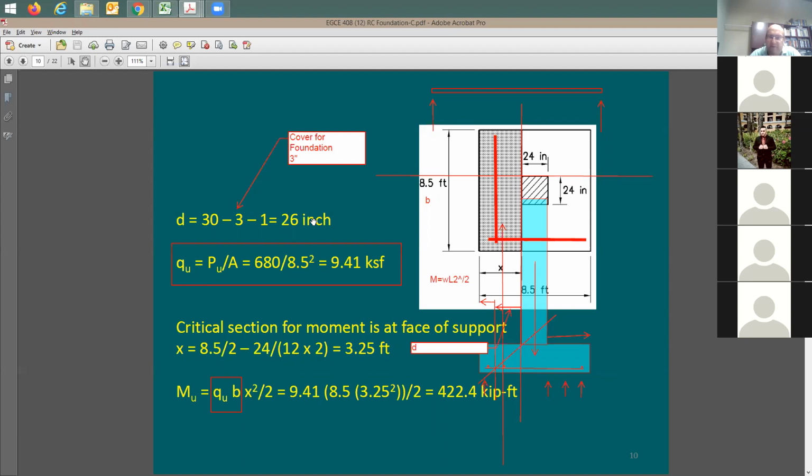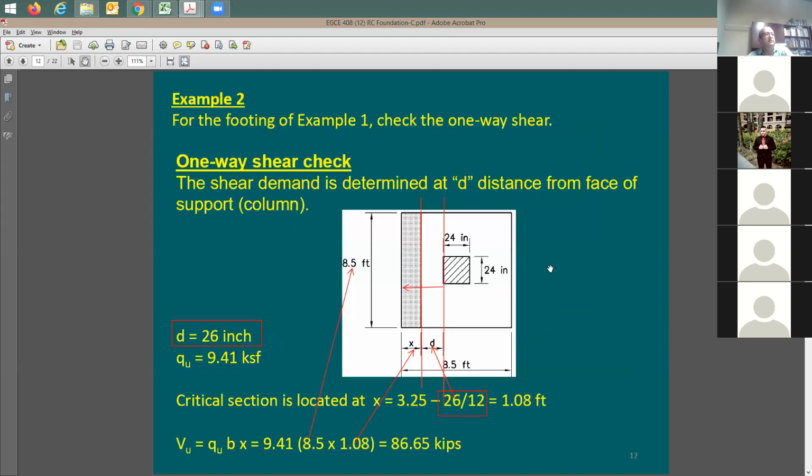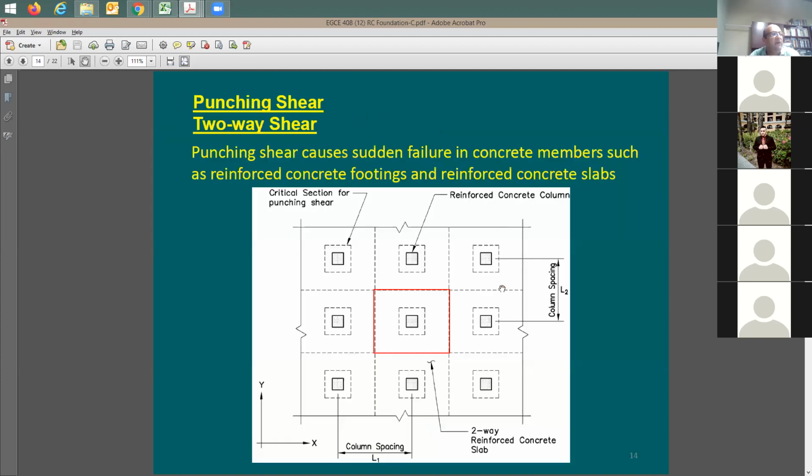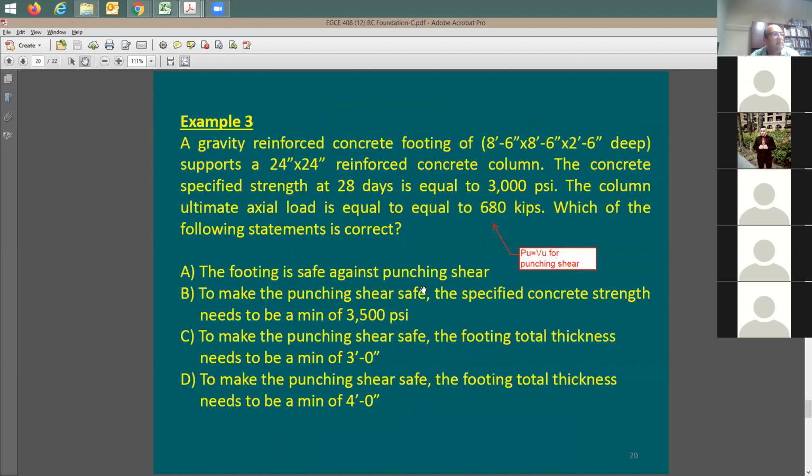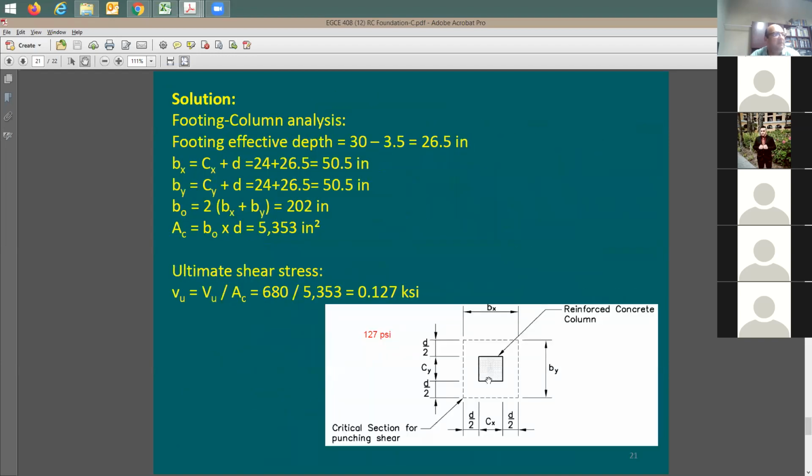Now I need to chase it, so I'm going to make it simple. I'm going to give you the depth for the footing. Any questions on this? When you do the critical section for moment, the critical section for one-way shear, and also the punching shear, this is going to be critical. The one-way shear is at distance d from the face of the support. And then finally you need to see this punching shear problem, which is this problem here.